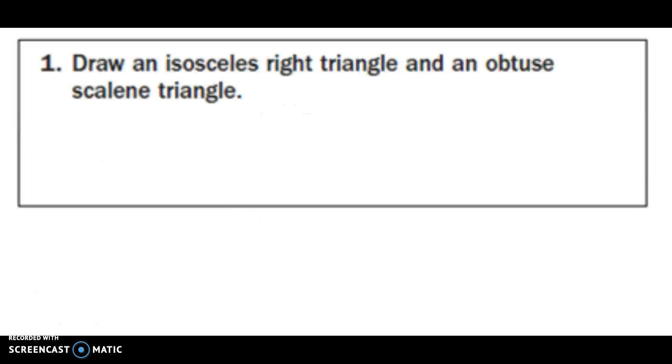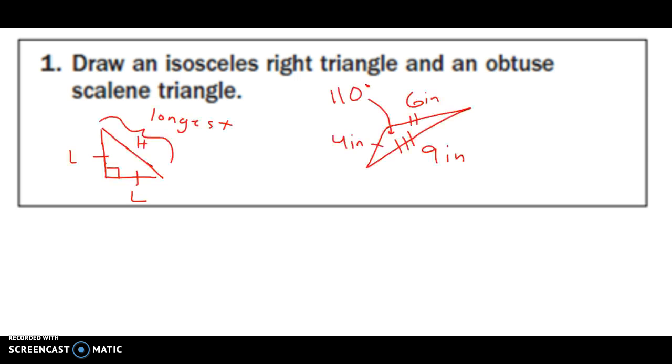All right, I want you to, on your own, we're going to test your drawing capabilities. I want you to draw an isosceles right triangle and an obtuse scalene triangle. So you need to draw two triangles. See if you can create both of those scenarios on your own. Go. Any questions on these? All right.